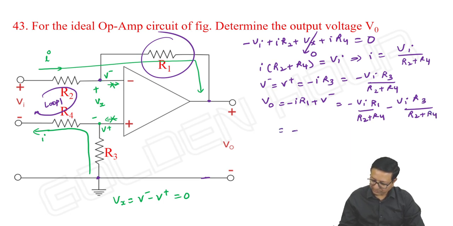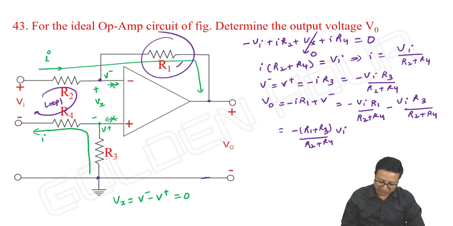So finally what we can write? Minus of (R1 plus R3) by (R2 plus R4) into Vi. So this is the output equation. Okay, so (R1 plus R4) by (R2 plus R4) with the negative sign.